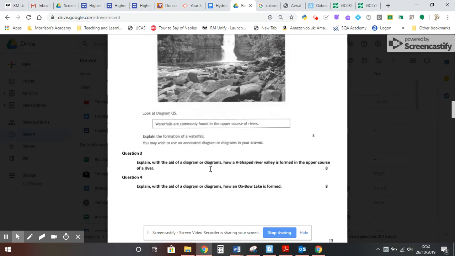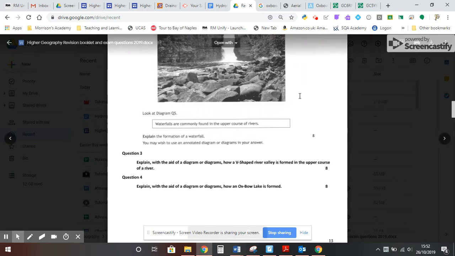Now, just like with the meander, the question is either going to say you may wish or explain with the aid. Now, if it says you may, then it's up to you whether you draw a diagram or not. If it doesn't say you may but asks you to use the aid of a diagram, then you must. But what does that really mean?